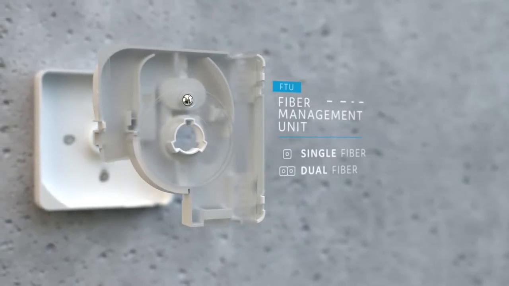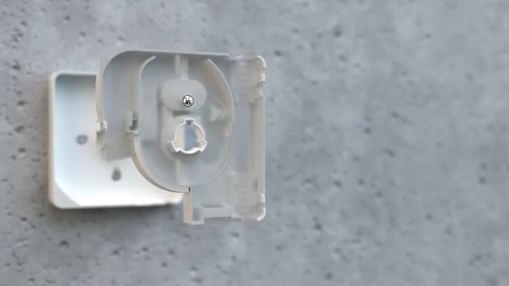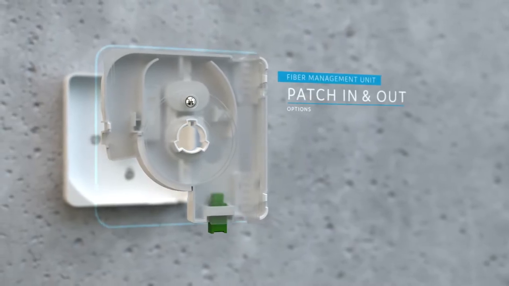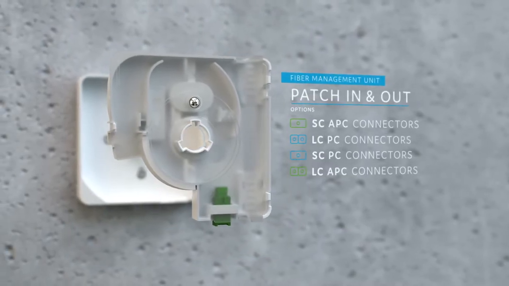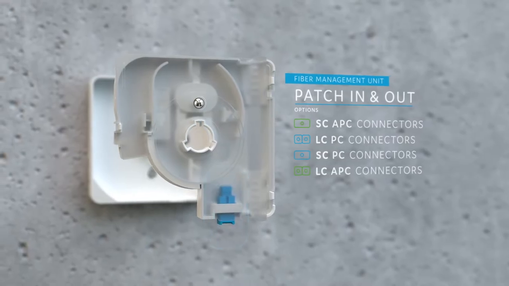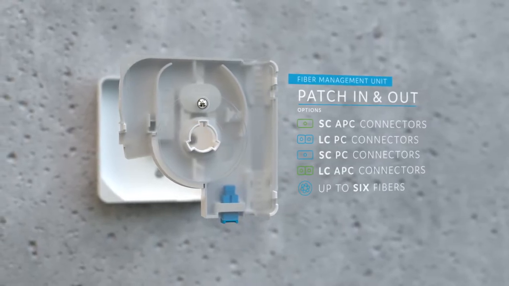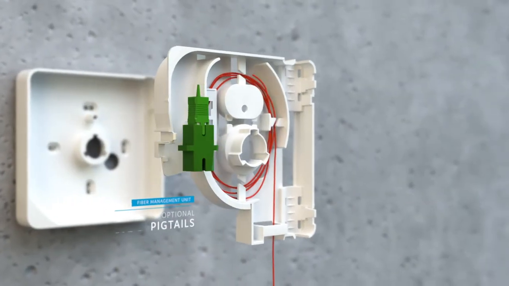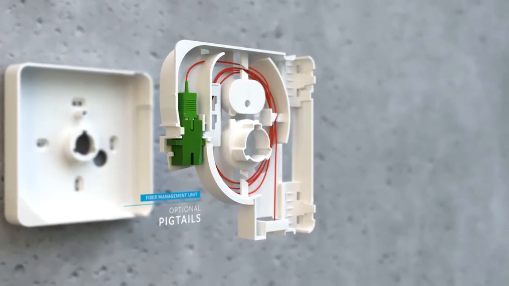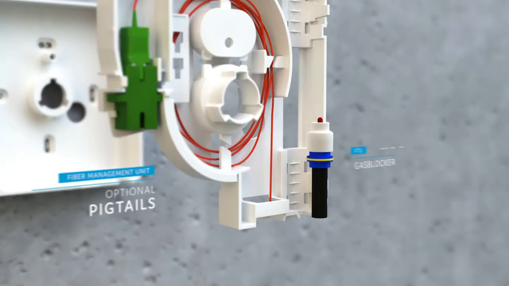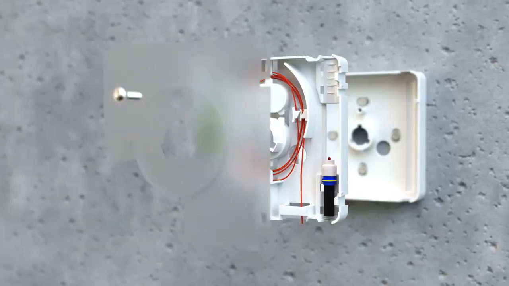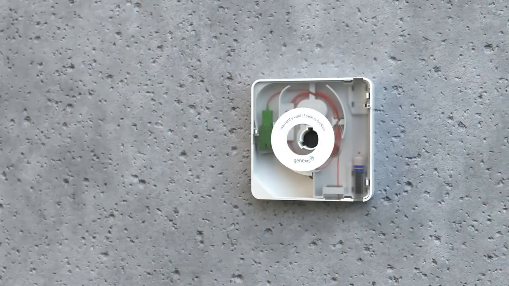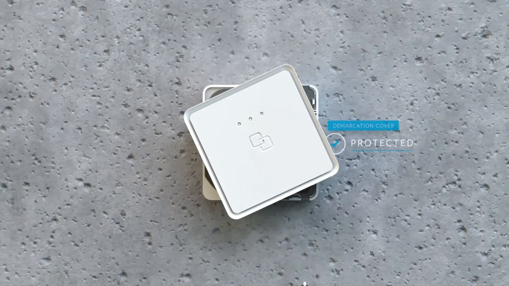It provides maximum flexibility as it supports multiple patch-in and patch-out options, such as SC-APC and LC-PC connectors, and can even accommodate up to 6 fibers. Additionally, the FiberTwist can be supplied with pre-installed pigtails and can accommodate a gas blocker. Once sealed by the demarcation cover, your fiber connection is completely protected.